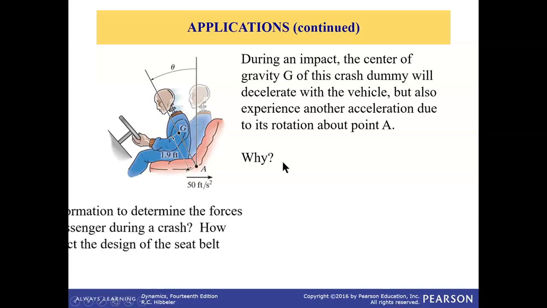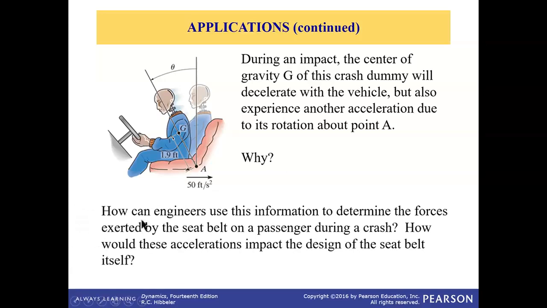And what is the application here? So how can engineers use this information to determine the forces exerted by the seat belt on the passenger during a crash? It's very important to apply equations of motion in this example and calculate the total acceleration experienced by the center of mass of the driver, because you know that this acceleration, when multiplied with the mass of the driver, results in the force, that is F equal to ma, and that is the force which the body of the driver exerts on the seat belt.